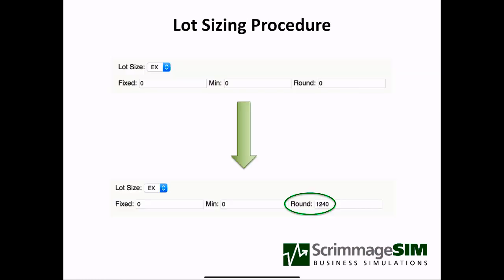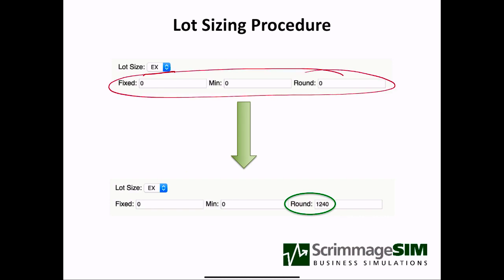So in the parameters, we currently have EX with no parameters specified. We change that to EX with a rounding quantity of 1,240. That says make exactly what you need, but make it a multiple of 1,240. So you make whatever's needed to take care of the order that is a multiple of 1,240.